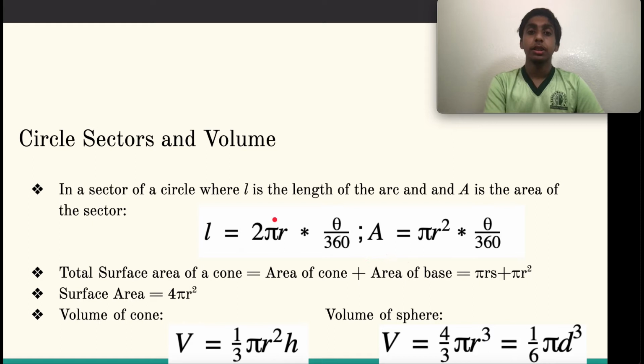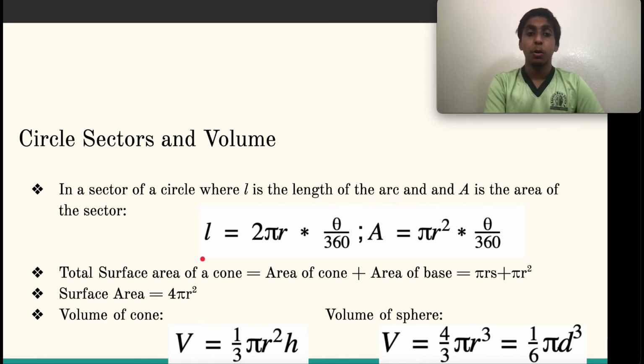So again, here, 2 pi r is the circumference of the whole circle, and pi r squared is the area of the whole circle. And then we're going to multiply that by our interior angle fraction here, just so we can get only the area and length of the sector of the circle.